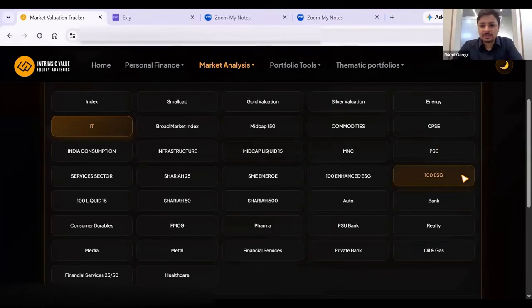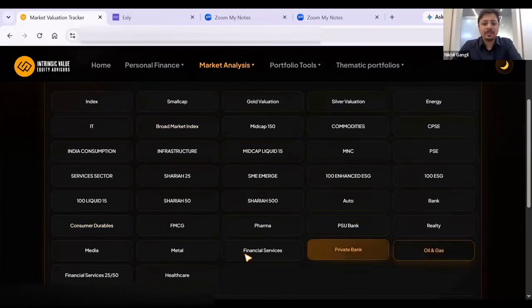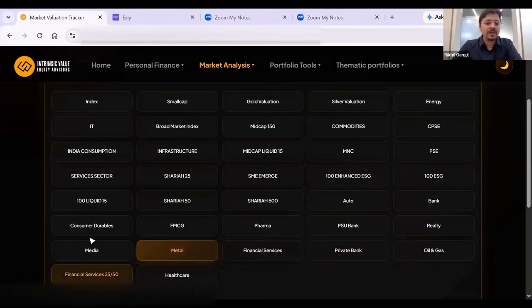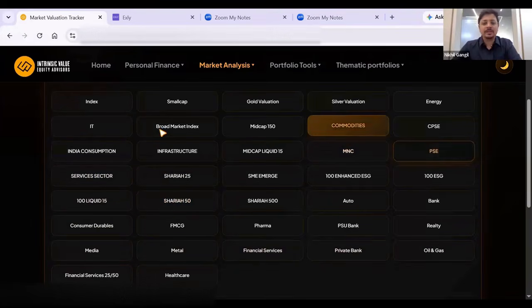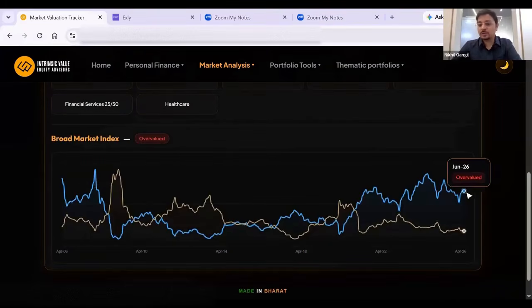There are different ETF indexes: oil and gas, private bank, financial services, metal, media, consumer durables, liquid 15, service sector. There are Sharia 25, Sharia 50, and then MNC, PSU, commodities, and broad market indexes, which can help you with individual stocks. Individual stocks, if you look at it, are definitely overvalued.